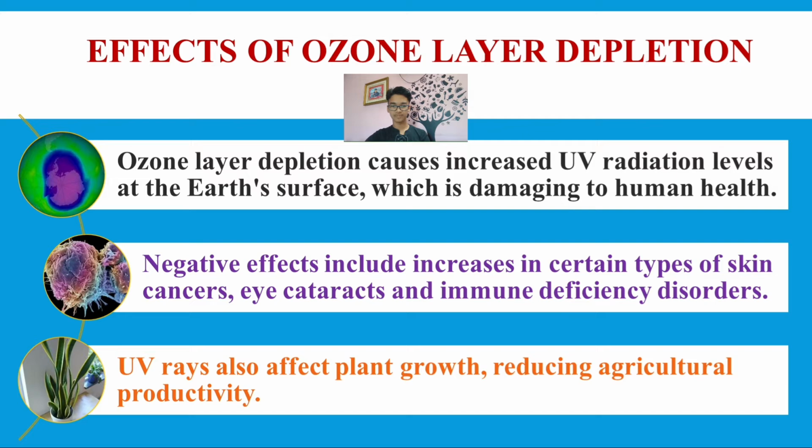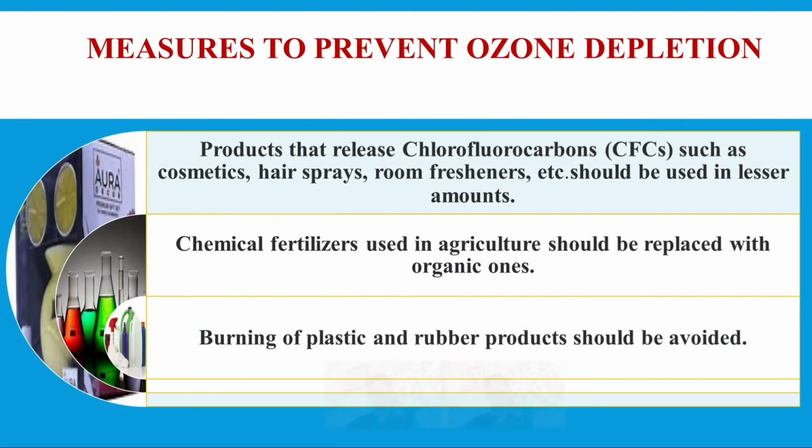Effects of ozone layer depletion. Ozone layer depletion causes increased UV radiation levels at the Earth's surface, which is damaging to human health. Negative effects include increases in certain types of skin cancer, eye cataracts, and immune deficiency disorders. I said it already. UV rays also affect plant growth, reducing agricultural productivity.